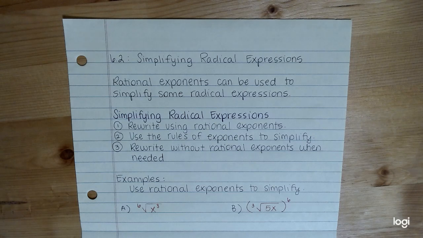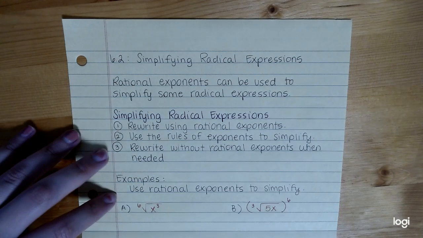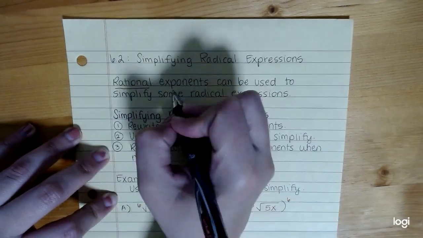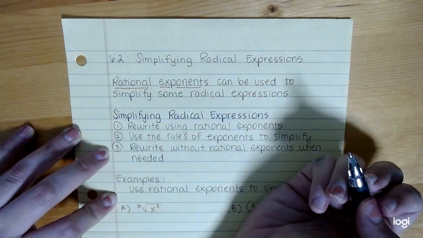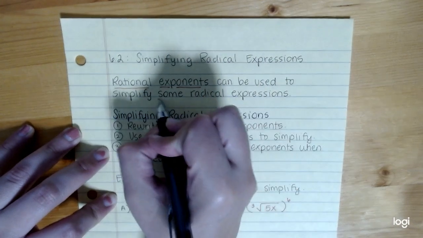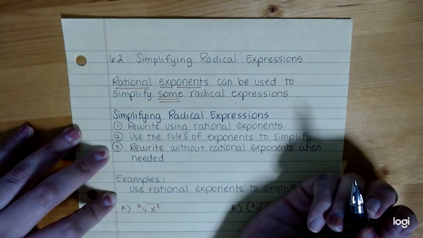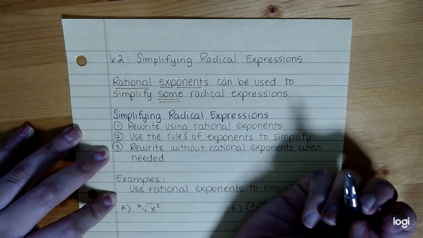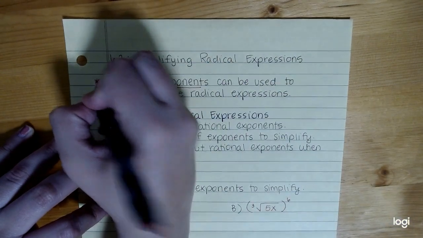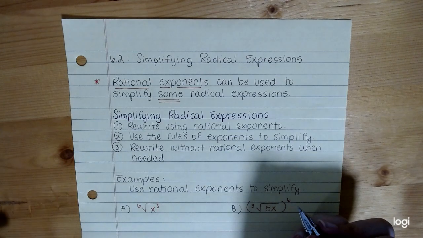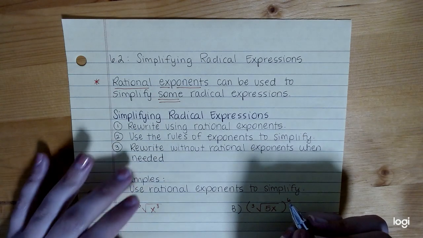Okay, so you might have been wondering, why do we have to know how to convert from rational to radical notation? And the reason for that is that rational exponents can be used to simplify, and here's the big thing, some radical expressions. So not all, but some. So I want you to kind of star that and keep that in mind, that we can simplify some radical expressions, but not all radical expressions can be simplified. So just be really careful with that.